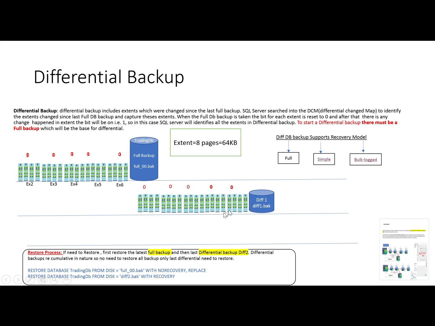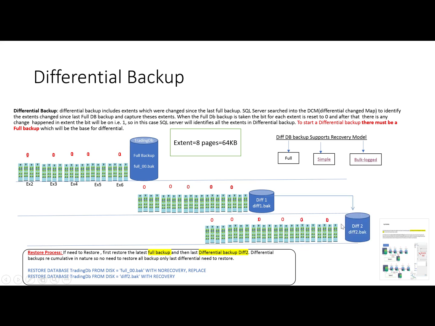And after that, again, if changes come, suppose there are changes in these extents and there is also a new extent, then when we take the backup, that backup will reset the bits, and this will be another differential backup which holds the changes. This differential backup not only holds these extent changes, but also the changes of the previous differential backups. So the last differential backup also holds the backups of the previous differential backups.